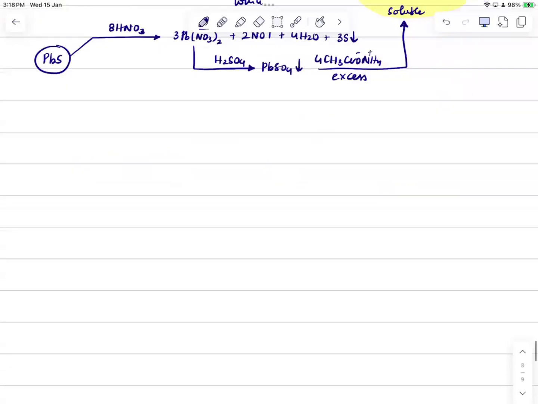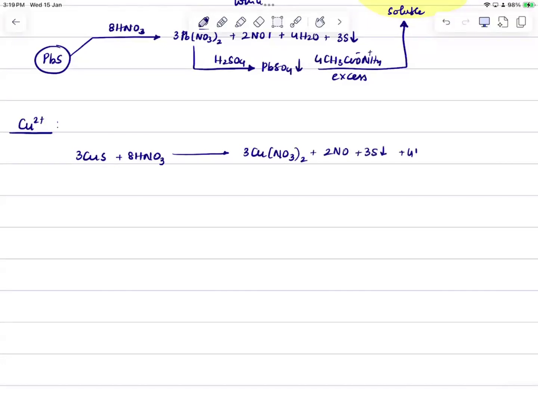Next, check out copper 2+. What do we need to learn? Copper 2+ is also in sulfide form. For this sulfide, the same reaction with 8 moles of HNO3 gives 3 moles of copper nitrate plus 2 moles of NO plus 3 moles of colloidal sulfur plus 4 moles of H2O. This was asked in one session as a balanced equation. They gave the reaction and asked to balance it, so you can see how differently it can be asked. So learn this reaction, which is very similar for all the 2+ ions.